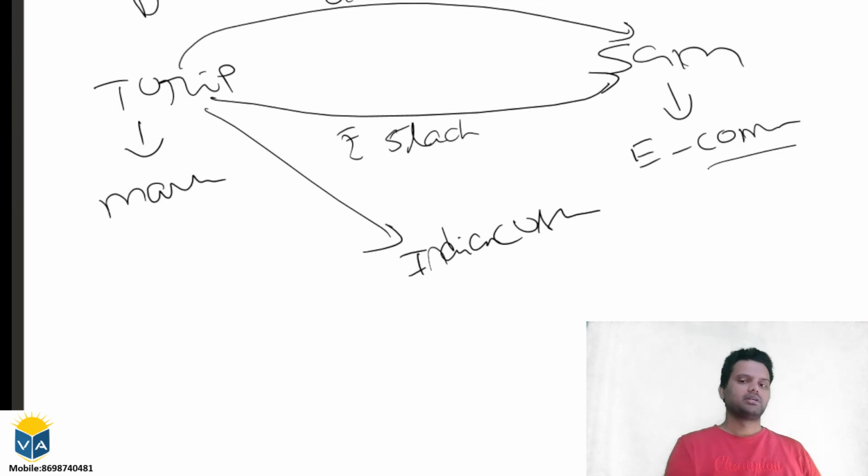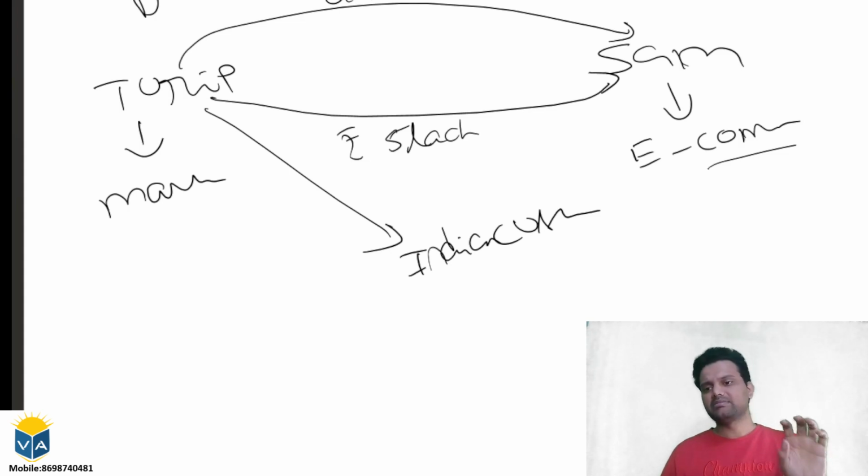In summary, there are two companies, Turnip and Sam. Sam is an e-commerce operator, also providing online advertisement services. Turnip is a manufacturer, manufacturing a mixer grinder under the brand name Finest. Okay, Turnip is a manufacturer.